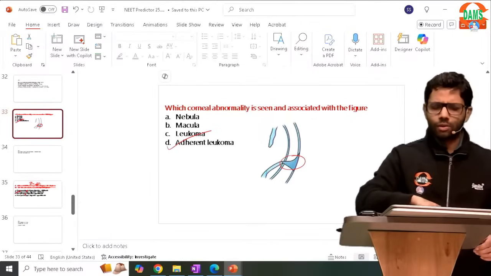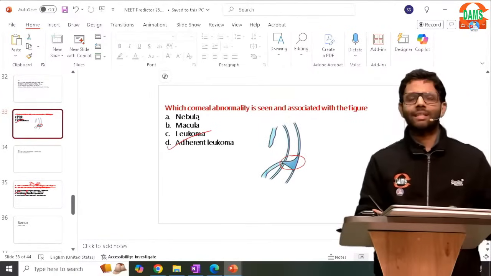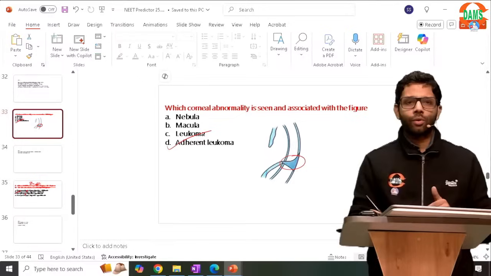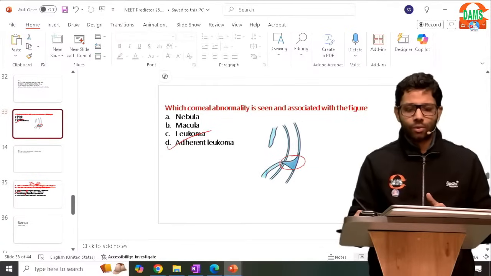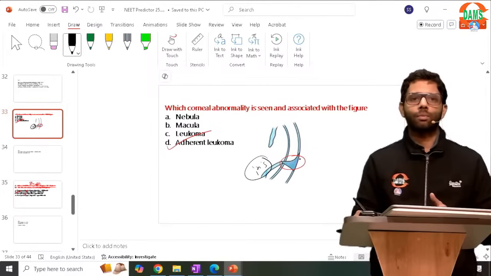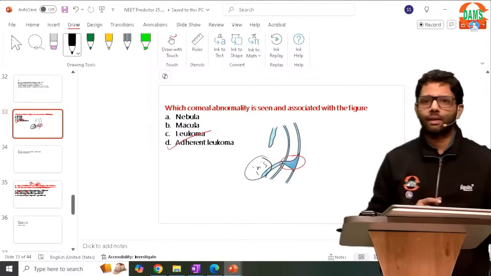Sixteenth question. Nebula means less than 1/3 of the cornea is opacified. 1/3 to 2/3 is macula. Full thickness is leucoma, but iris has also adhered. Now this is iris which is adhered. So this is adherent leucoma. That can be a complication of cataract surgery.